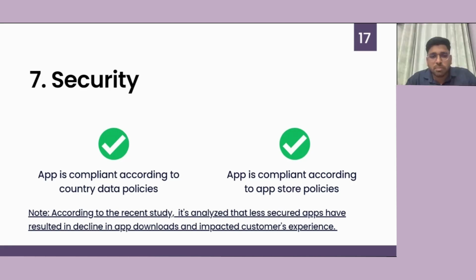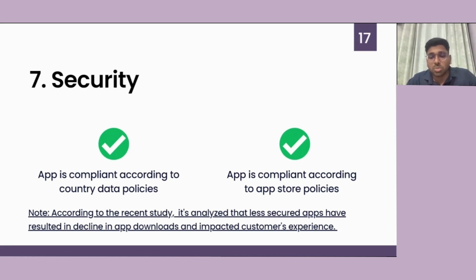Security plays a major role in every scenario, like a web store, or in day-to-day life also. As a technical matter, you just need to check two things. The first is that the app is compliant according to the country data policies, meaning the countries in which you are selling. If someone is selling in the USA, it should be compliant with the US data policies.